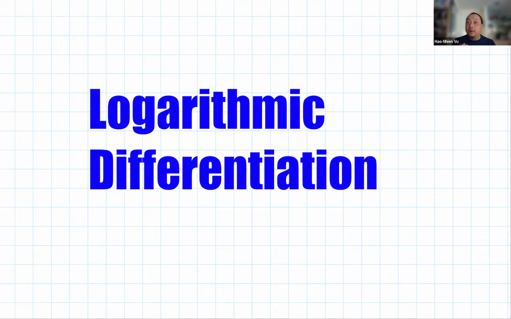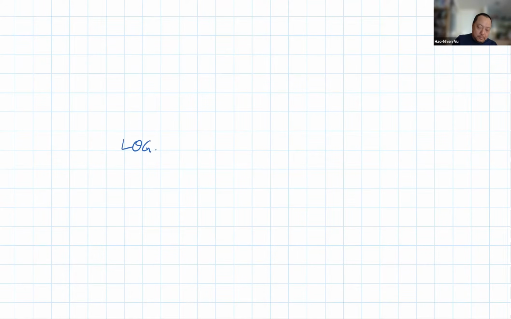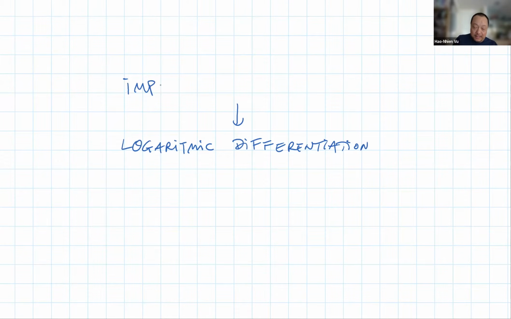Hi, in this video, I'll go through 3 examples of logarithmic differentiation. Now, logarithmic differentiation is an application of implicit differentiation. And implicit differentiation itself is an application of the chain rule.